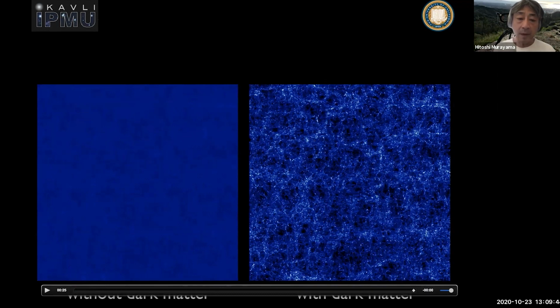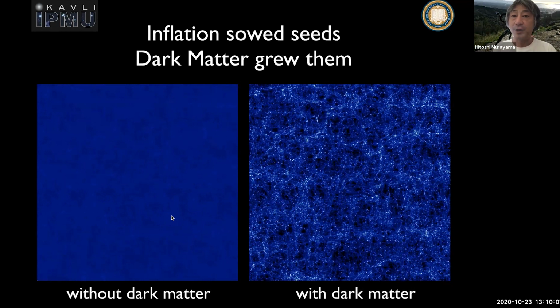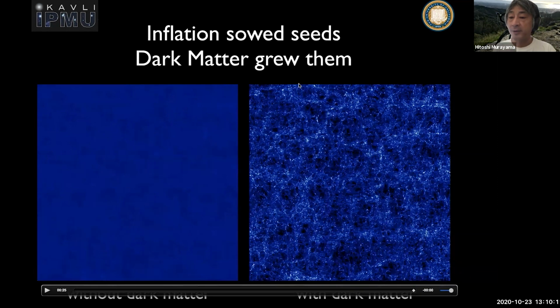And what you see on the left pane of this animation is the hypothetical universe that does not have dark matter. Even after 13.8 billion years, the contrast doesn't grow. There's not enough gravity because of the absence of dark matter. And in that kind of universe, basically, we wouldn't exist. So the idea is that inflation sowed the seeds of the fluctuation, and dark matter nurtured and grew them.